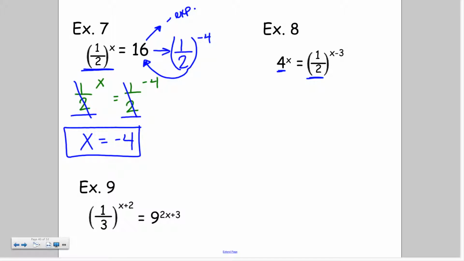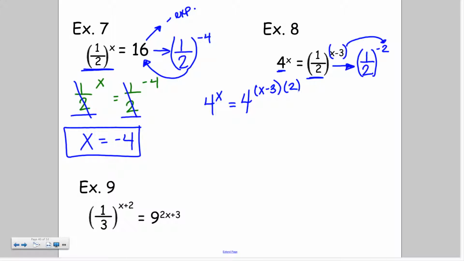So if I make my bases 4, I'm going to have 4 to the x is equal to, so to get 1/2 to be 4, we're going to have to raise it to the power of negative 2. All right, but don't forget we have this little exponent out here. So we're going to put those together, and in order to do that, we're going to multiply those. So the first exponent that was with it was the x minus 3, and we changed it to a negative 2 to cause us to have a base of 4.